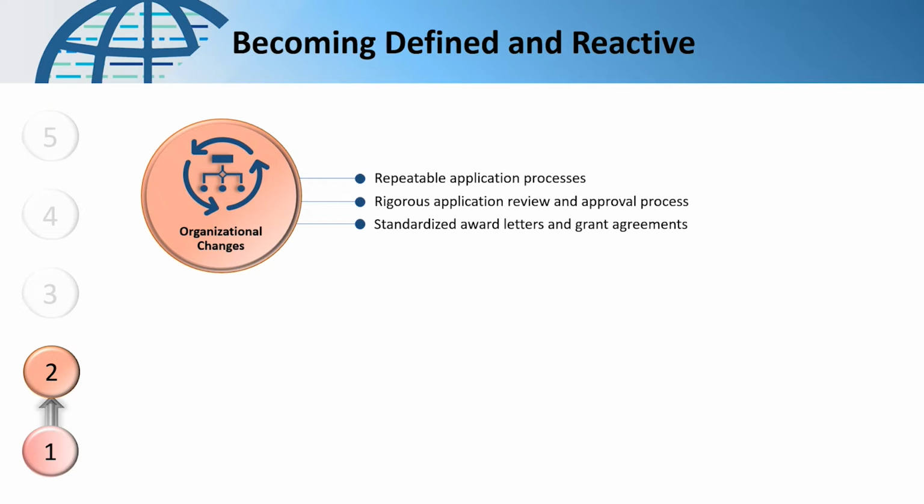At that first level, granting organizations are doing things in a very manual way. Processes are not well defined, and they're not taking advantage of technology much beyond email submissions of PDFs or even paper applications.